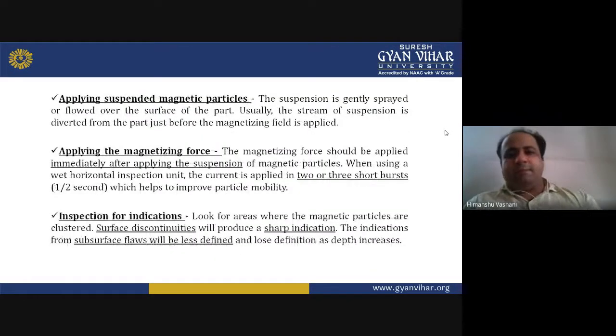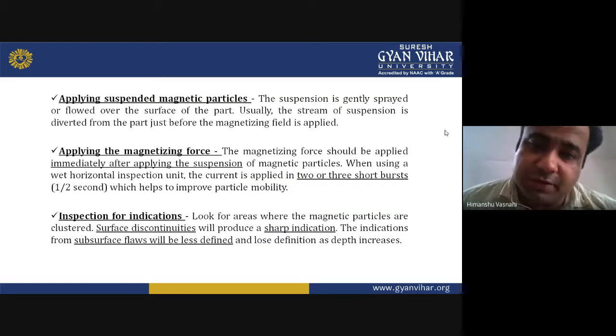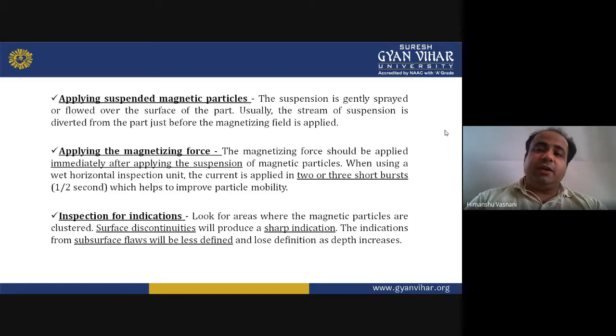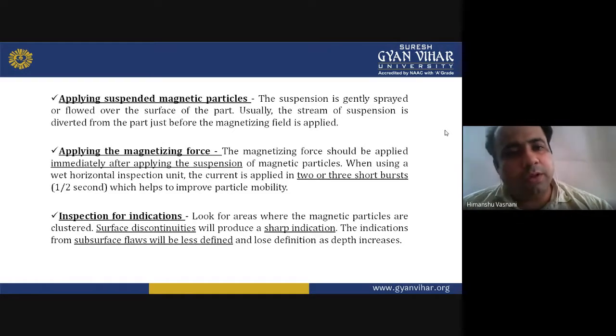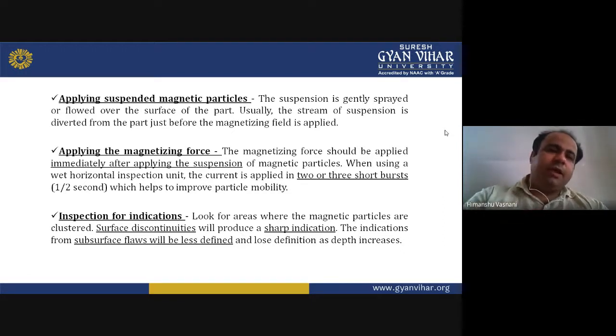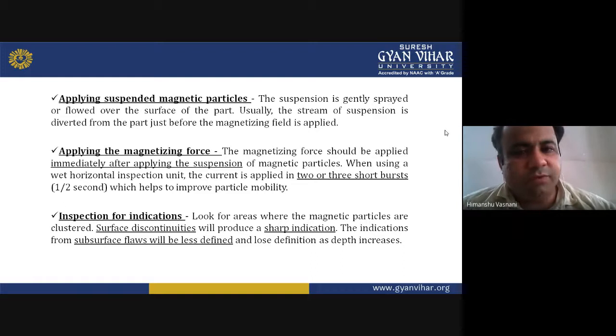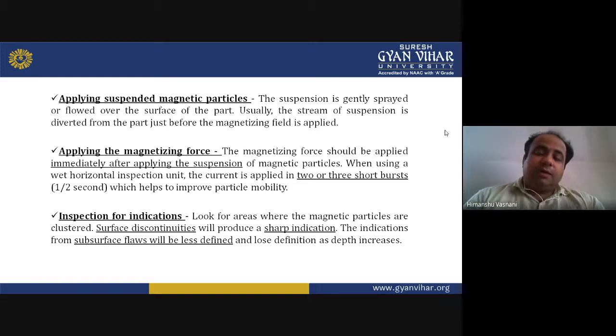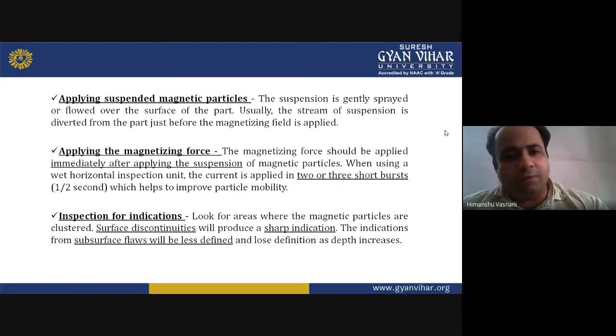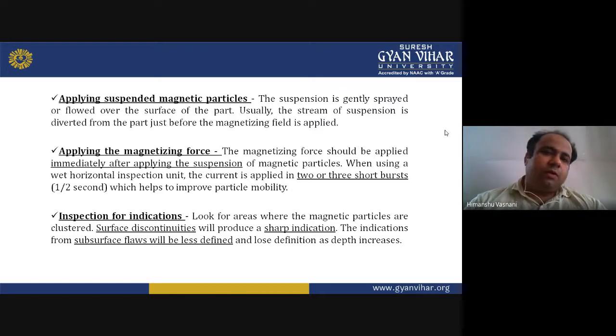Now applying suspended magnetic particles. The suspension is generally sprayed or flowed over the surface of the part. Usually the stream of suspension is diverted from the part just before the magnetizing field is applied.